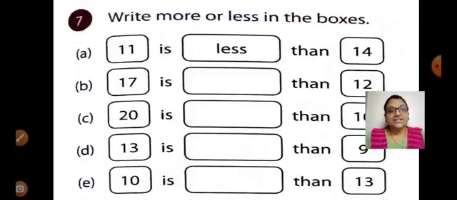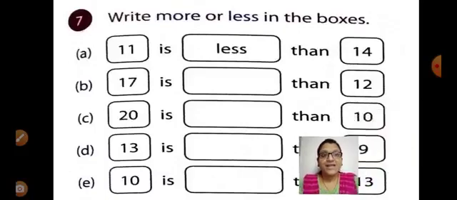Let us start with example B. 17 is dash than 12. Here these are both two-digit numbers. Now let's check the tens place first. In both the numbers, in the tens place, there is number 1, which is the same. Hence we will check the numbers at the ones place. So the numbers are 7 and 2, and 7 is more than 2. Hence we can say that 17 is more than 12.